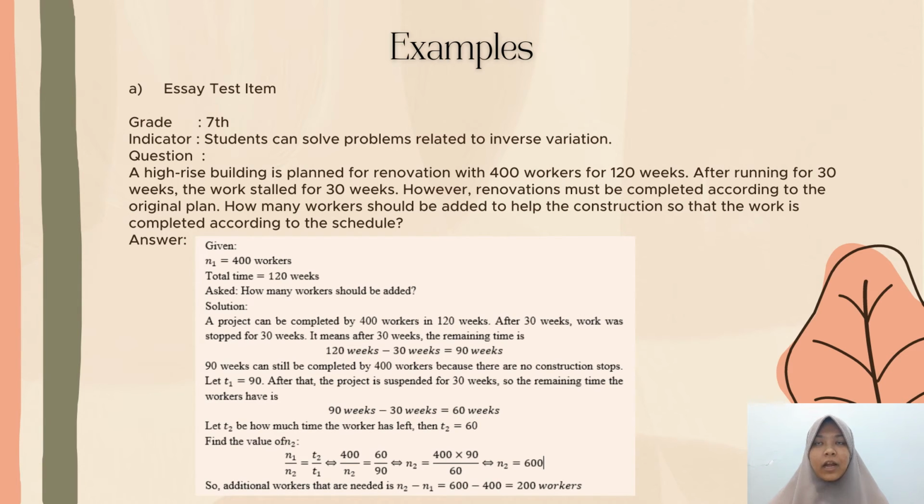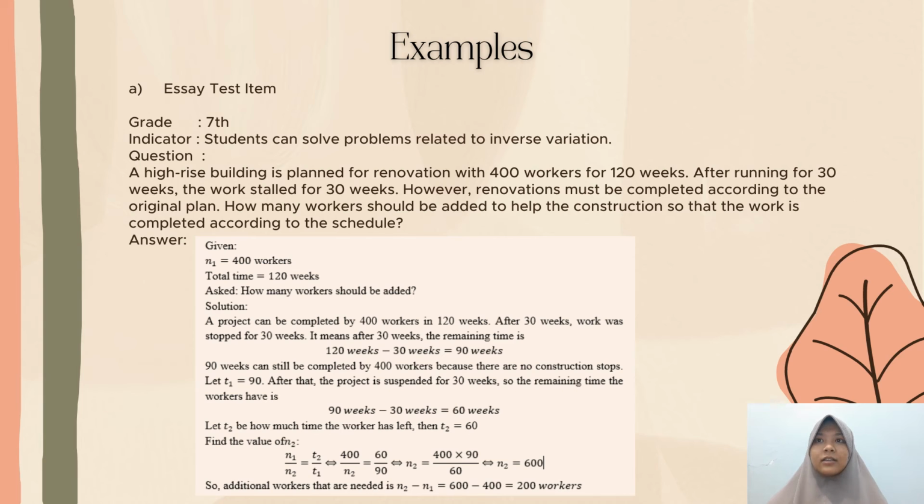So before we move on, I will read the grade, the indicators, and the question first. The question is for 7th grade students, and the indicator is that students can solve problems related to inverse variation. And the question is, a high-rise building is planned for renovation with 400 workers for 120 weeks. After running for 30 weeks, the work stalled for 30 weeks. However, the renovation must be completed according to the original plan. How many workers should be added to help the construction so that the work is completed according to the schedule?